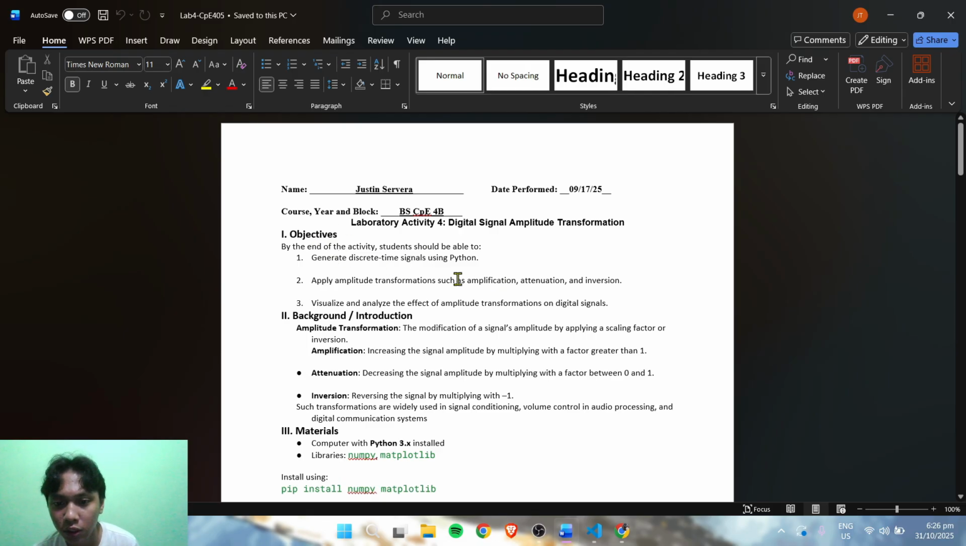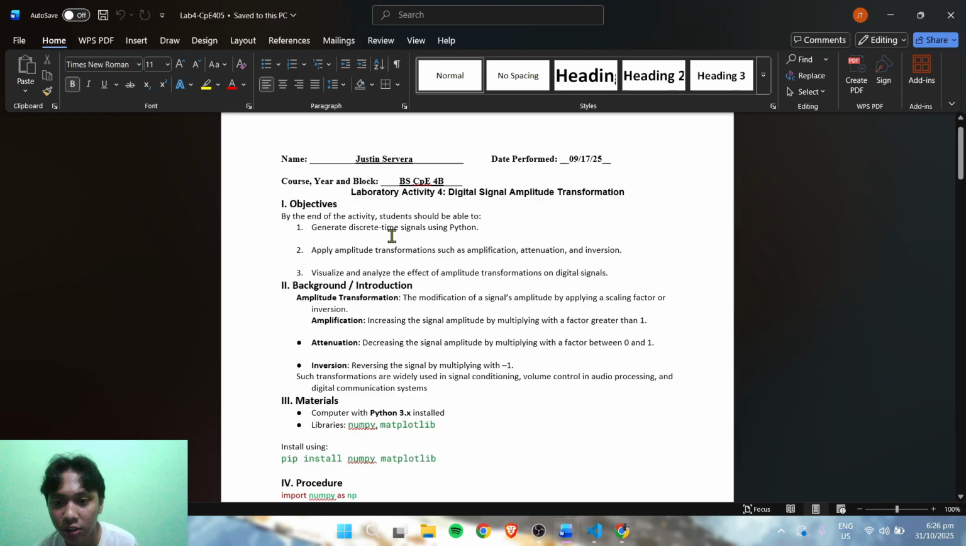Students should be able to generate discrete time signals using Python and apply amplitude transformations such as amplification, attenuation, and inversion, and also to visualize and analyze the effect of amplitude transformation on digital signals and the background. I'll read it for you.